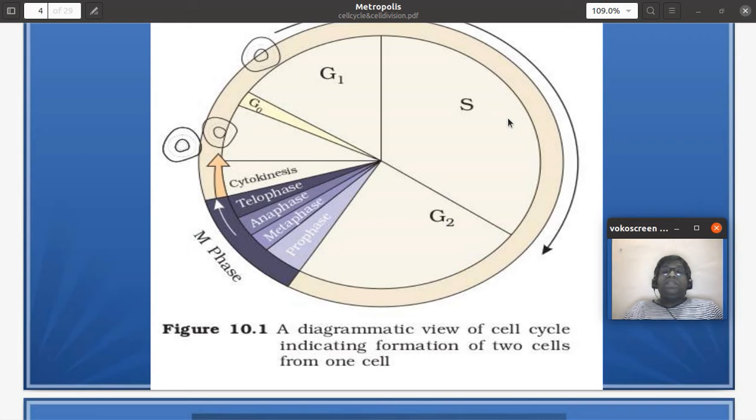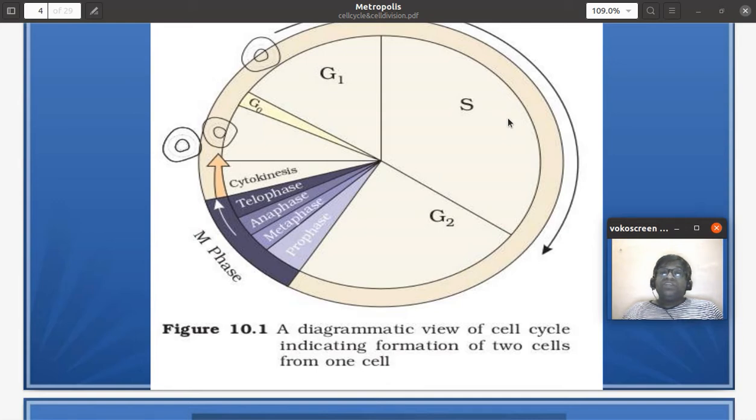In the G2 phase, further growth of the cell takes place, and there is synthesis of proteins which are required for cell division. That takes place in G2 phase. Then the cell enters the M phase, the mitotic phase, which is divided into two stages, karyokinesis and cytokinesis. Karyokinesis has various substages, that is prophase, metaphase, anaphase, and telophase. The nucleus completely divides into two parts in the telophase. That is followed by cytokinesis, or cell division.